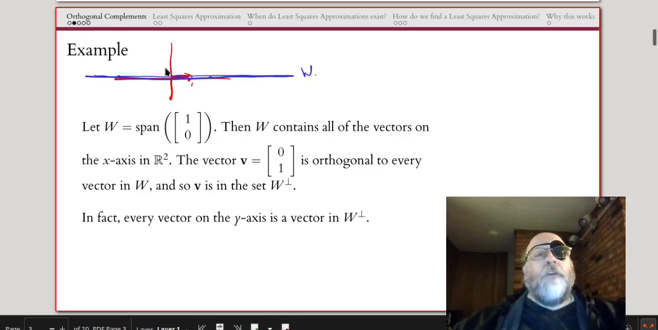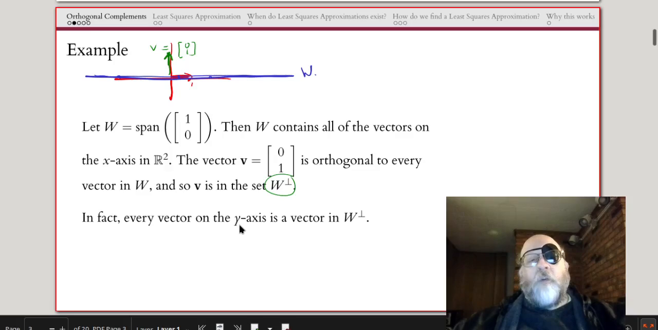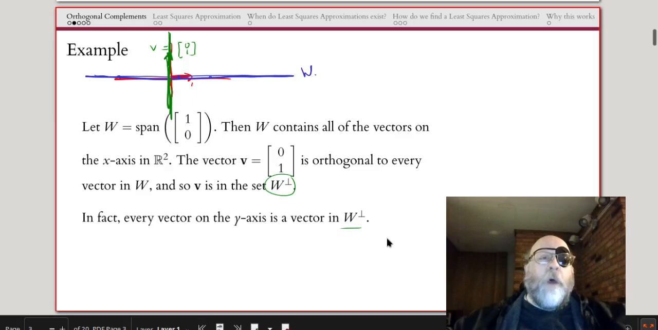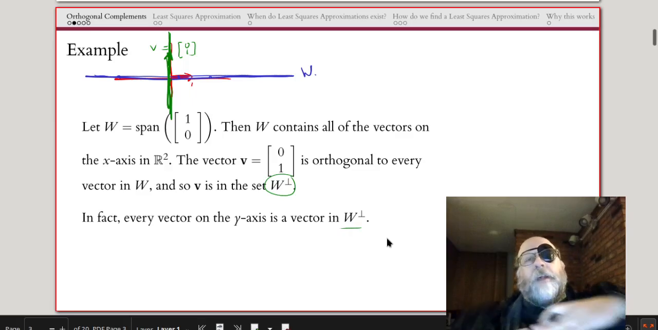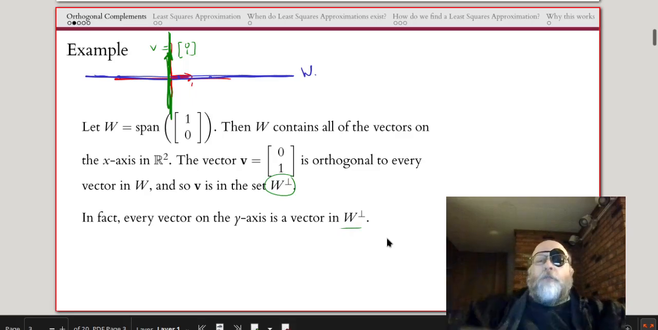And if we look at the vector 0, 1, that vector is orthogonal to any vector that's on the x-axis. And so this vector is in the set W perp. In fact, every vector that's on the y-axis is perpendicular to vectors on the x-axis, and so the entire y-axis is in W perp. And so that's why we call it an orthogonal complement. It's the subspace that's at a right angle to the original subspace.